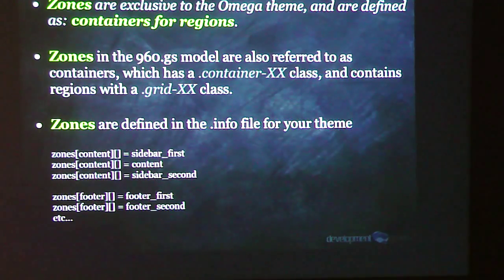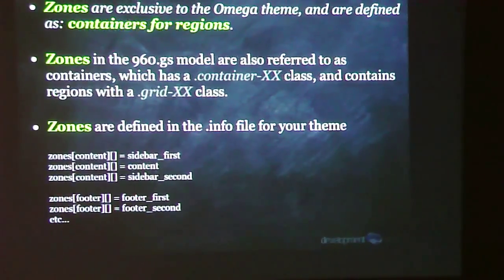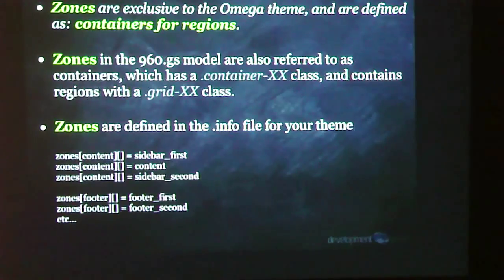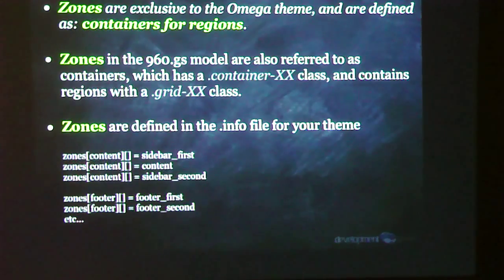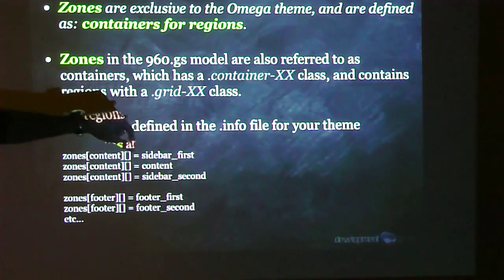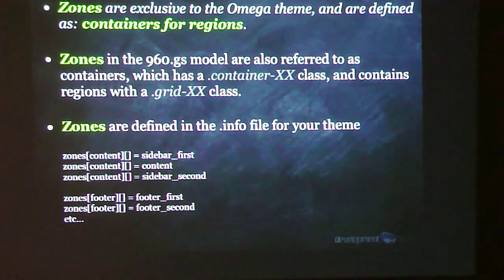In the 960 grid, the zone would be just considered the container div. That container gets a class container dash and then 12, 16, 24, whatever the number of grids for that container is. Inside of that container or zone are all of your divs that have the grid class, which gives them the specific widths and places them appropriately. Those are the two main classes, grid and container, that really define your layout with the 960 grid system. It's just placing those in the appropriate locations.